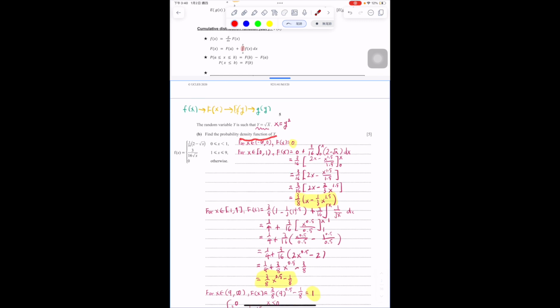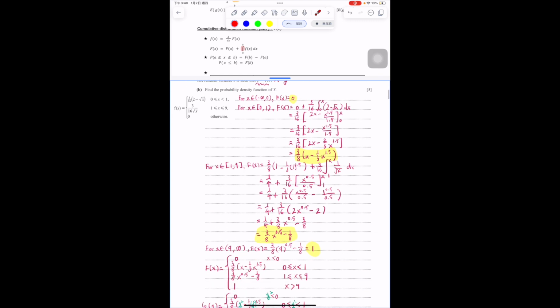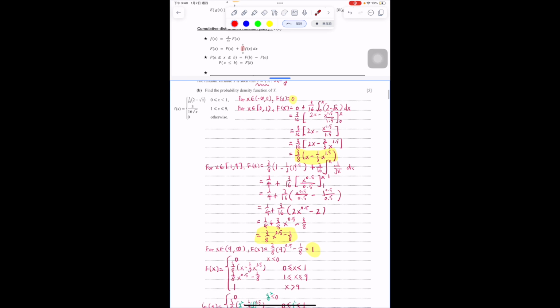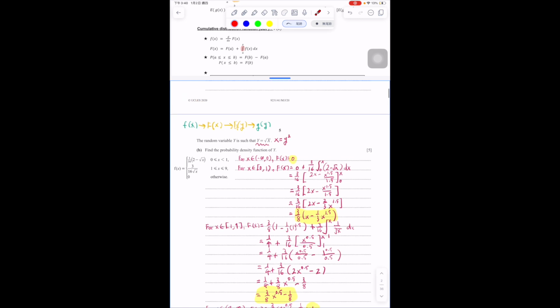PDF of y. So it looks pretty long and complex, but it is actually pretty simple. Okay, what you are doing is first integration, and then change your variable, and then differentiation, dy dx. Okay, so 3 steps only.